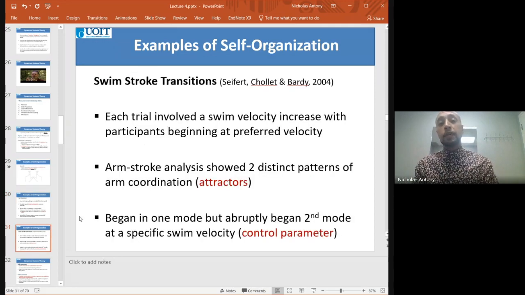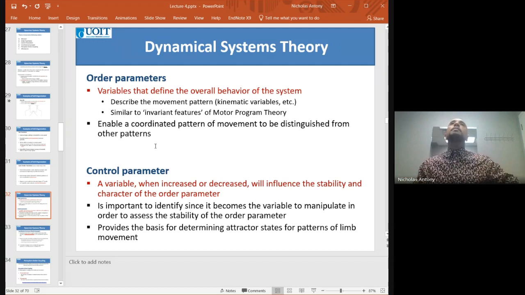And they did the same thing when looking at swim stroke transitions. The faster you swam, they saw the same thing as with walking: eventually people would just switch to a different patterning of the way they move their arms. What this is beneficial for is that it decreases the number of motor programs we have in our brain, because movement patterns are self-organized. So a good point with dynamical systems-based theory is that it highlights the central theme of the neurological system, which is heavy organization, or heavy efficiency.